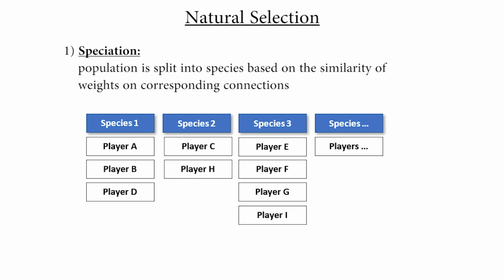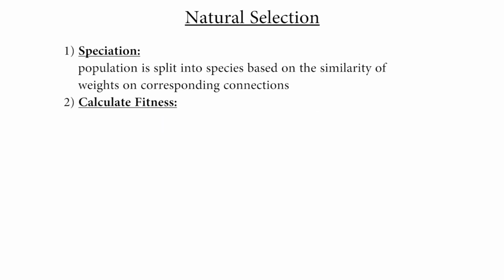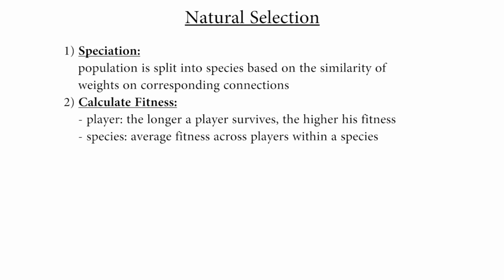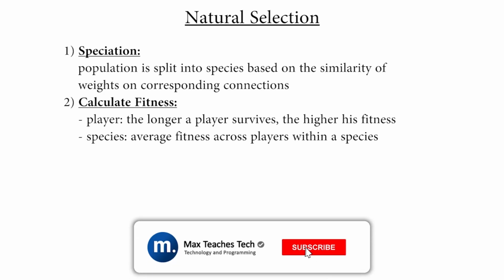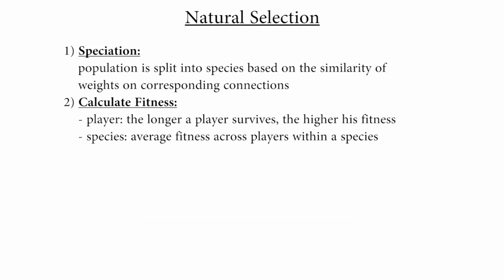And once the speciation process is over, the next step is going to be to calculate the fitness score of the individual players and of the species. The fitness score simply tells us how good a player or a species is. In other words, how fit they are. You might have already heard people referring to natural selection as survival of the fittest. And that's precisely what we're going to do. The fittest are going to survive.